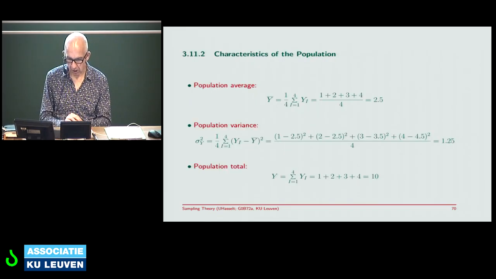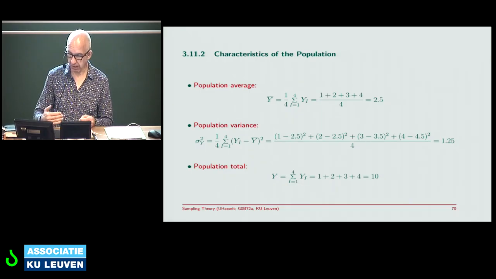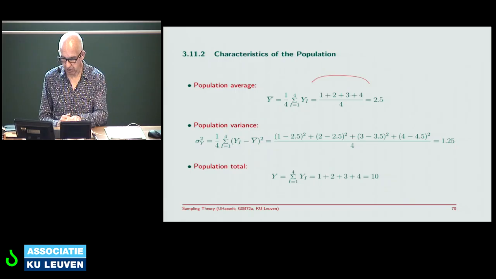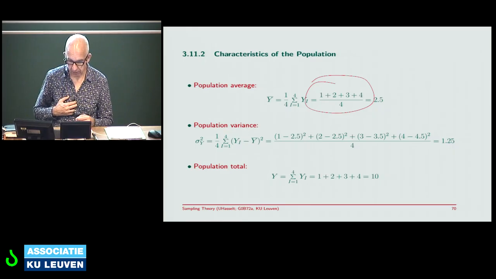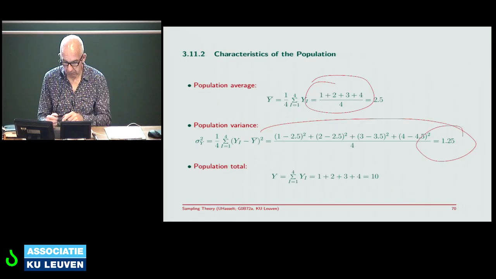Okay. So, next, let's look at a few estimates. Characteristics of the population. We don't know those for the Belgian population unless we do a census. But here we can do a census. We create our classroom kind of population with then moreover only 4 units, so it's easy to calculate the population average. The average of 1, 2, 3, 4, that's equal to 2.5. The population variance, you take the formula for the variance and you calculate this quantity, 1.25.